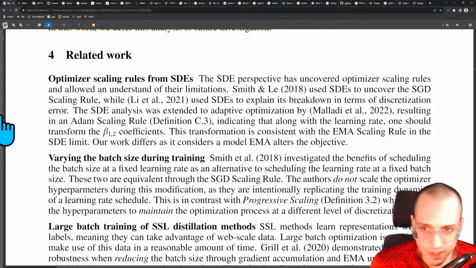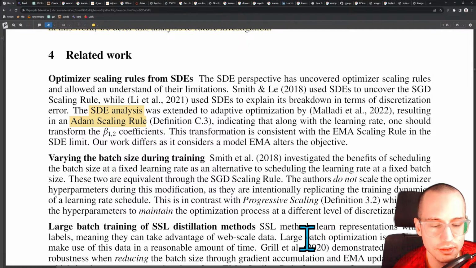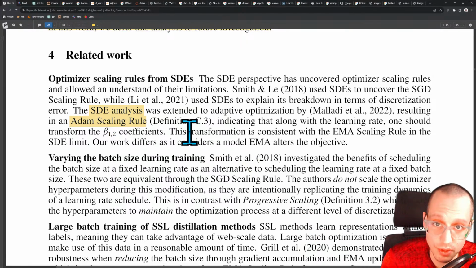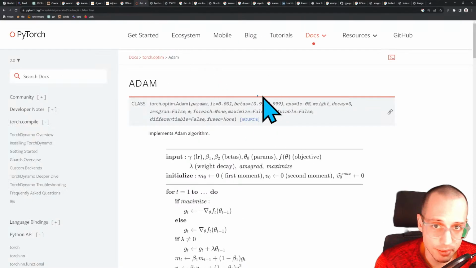SDEs have uncovered optimizer scaling rules and allowed us to understand their limitations. SDEs were used to uncover the SGD scaling rule, and SDE's breakdown in terms of discretization. The SDE analysis was extended to adaptive optimization, resulting in the Adam scaling rule. So I guess the Adam scaling rule originally came from looking at these gradient update steps through the lens of stochastic differential equations, indicating that along with the learning rate, one should transform the beta 1 and 2 coefficients. These are the hyperparameters of the Adam optimizer right here.